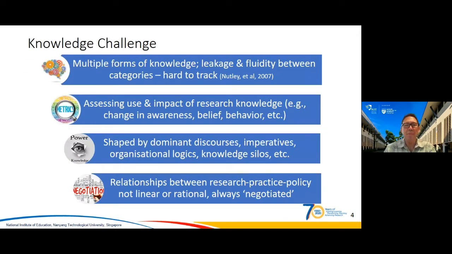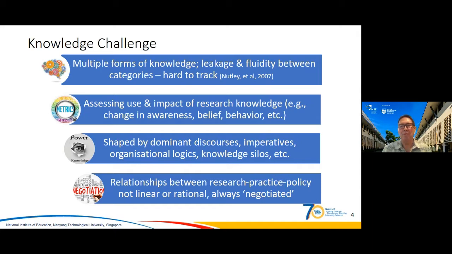So if we think about knowledge, there are several challenges that we're faced with. One is that there are multiple forms of knowledge. If we think about professional knowledge, it comes in multiple forms, and a lot of times there's leakage and fluidity between these different categories, like content knowledge, pedagogical content knowledge, assessment literacy. And so it makes it very difficult to track knowledge and to understand the extent to which it actually is accessible and meaningful and useful for different audiences. And we also have difficulty assessing the use and impact of research knowledge.